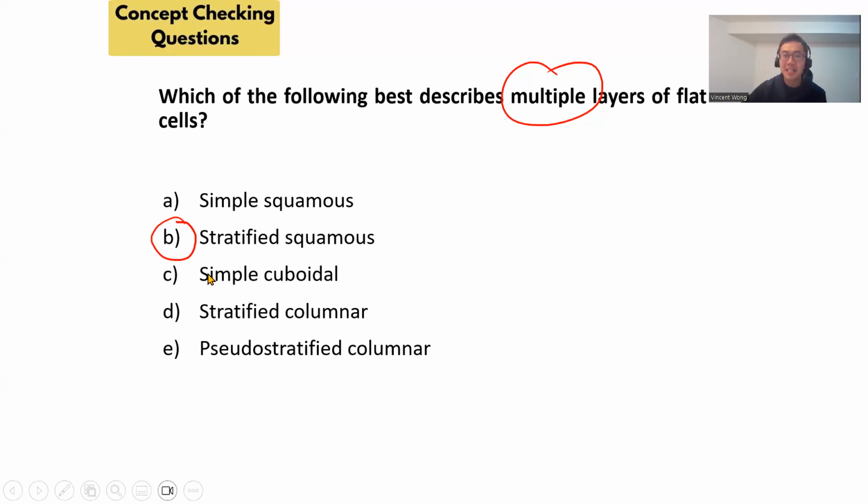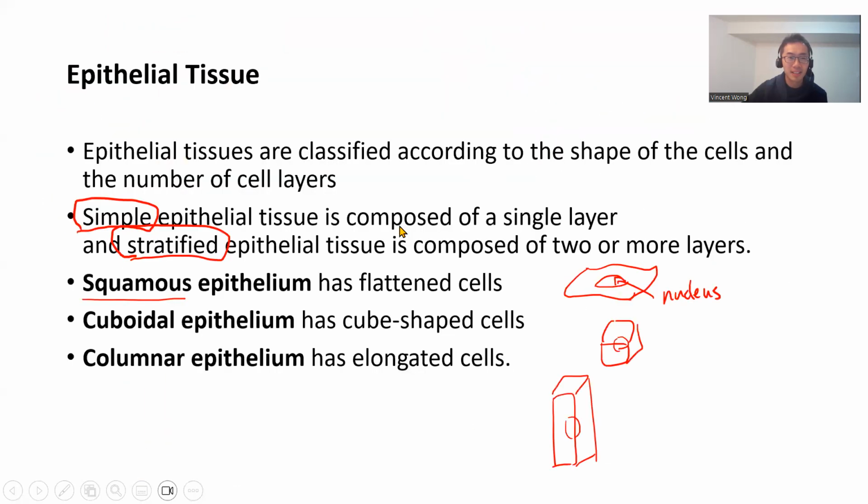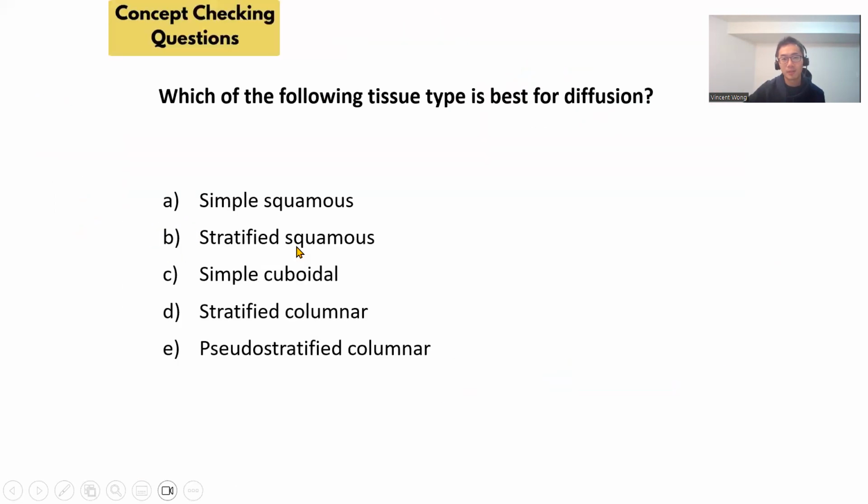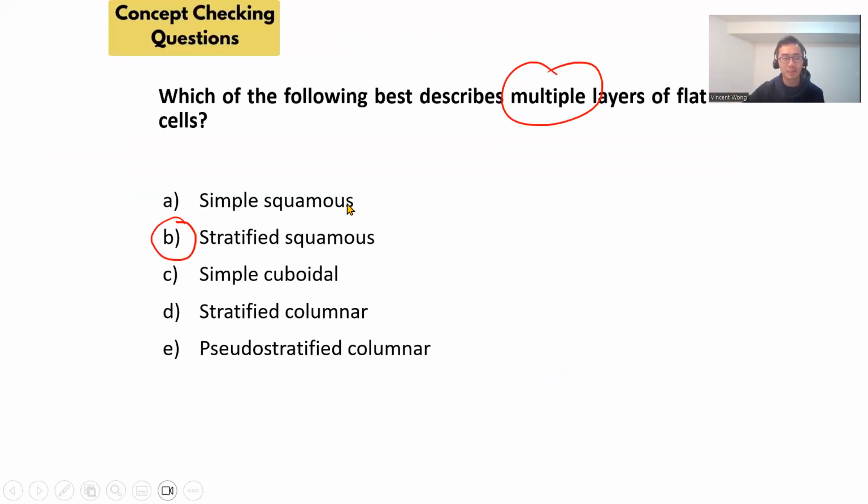But you know what's tricky about this question? It says flat. Why would they put flat cells? But they are flat. Squamous are flattened cells, right? They are like a cardboard that has been squished, flattened. That's why I keep on saying sunny side up, right? Visualize it any way you need to. Okay.